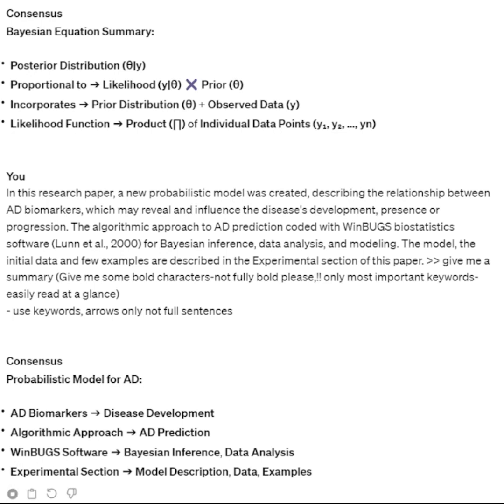Probabilistic model for AD biomarkers and disease development. An algorithmic approach to AD prediction using WinBUGS software for Bayesian inference and data analysis. The experimental section covers the model description, data, and examples.